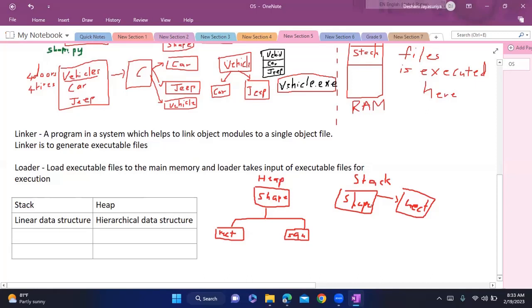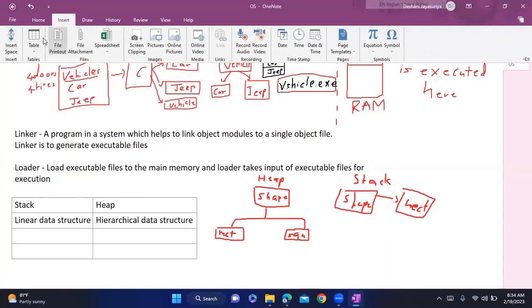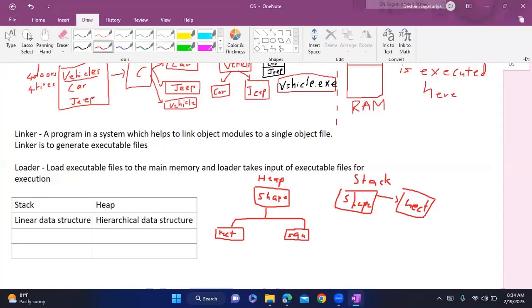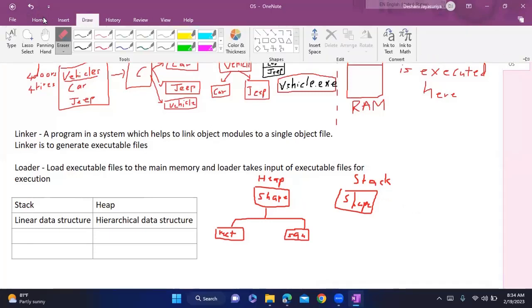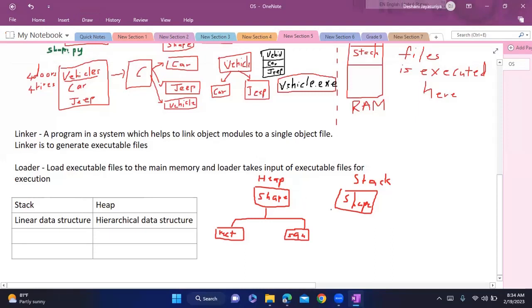So when it comes to stack, you will not have it like this way. Say a book stack: you will have it one after the other in a linear way. So you have to draw it not this way; we'll have it as a book stack when you stack it one after the other. It is in a linear form.